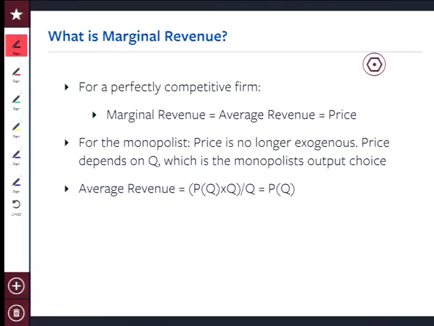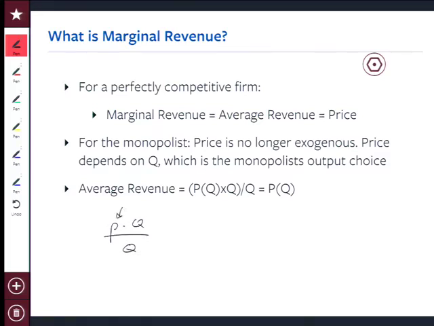For the monopolist, price is no longer exogenous, right? Exogenous means beyond your control. In fact, the monopolist controls price. The perfectly competitive firm had no control over price. The market controls price. But the monopolist, by choosing his or her quantity, can figure out where on the demand curve he or she wants to be. So the thing now that becomes tricky is that average revenue always is and always was price times quantity over quantity, right? For the perfectly competitive firm, price was just a parameter. It was constant, right?